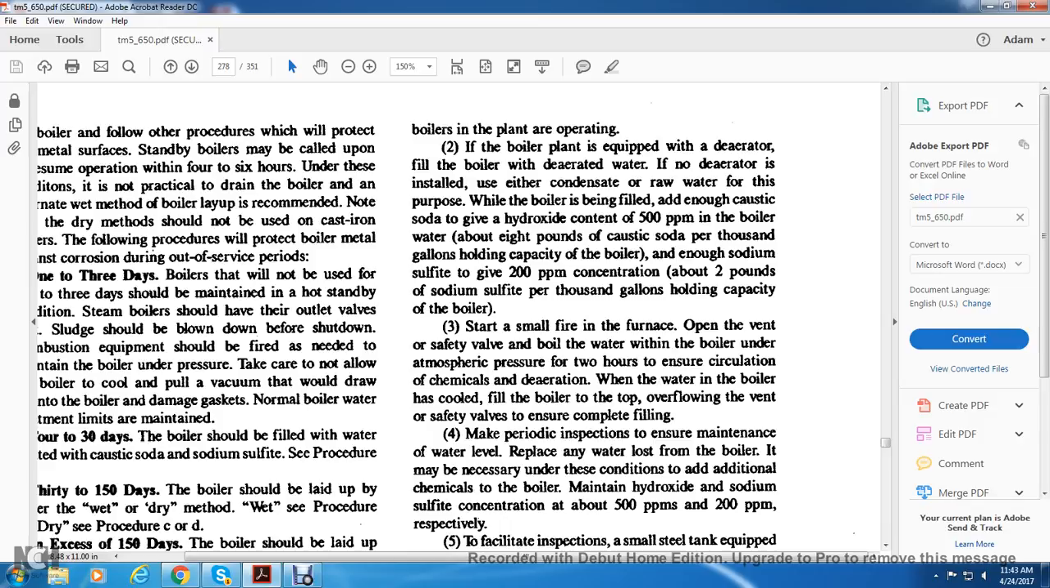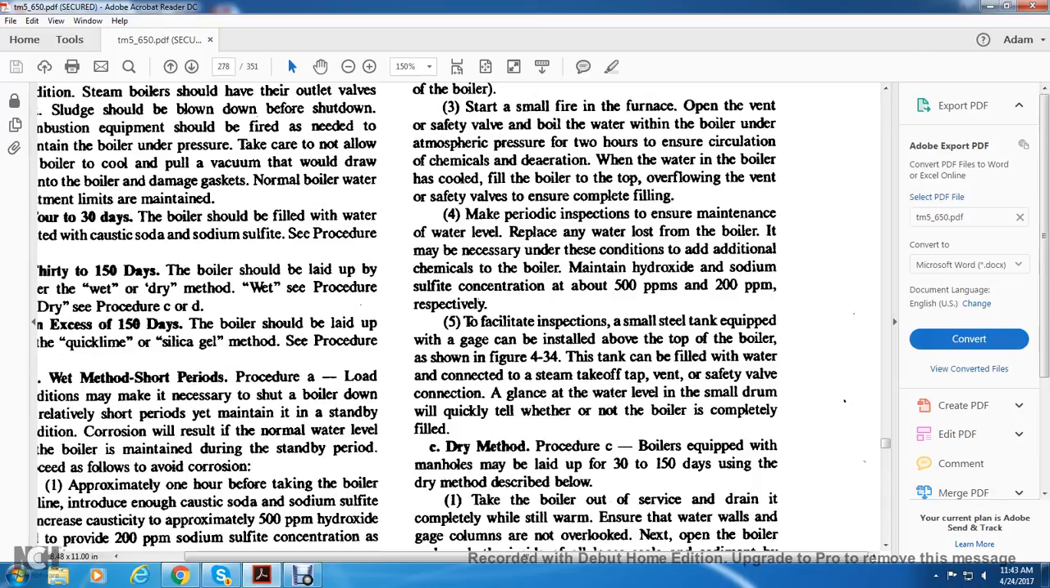To start, light a small fire in the furnace, open the vent and steam valve of the boiler, and boil the water within the boiler under atmospheric pressure for 2 hours to ensure circulation and chemical deaeration of the water. The boiler then cools, and fill the boiler to the top, overflowing the vent with the safety valves, ensuring complete filling.